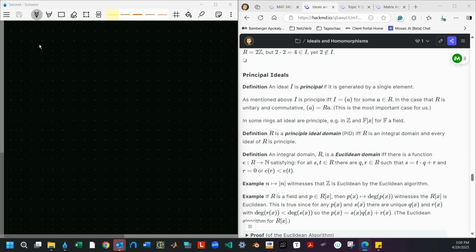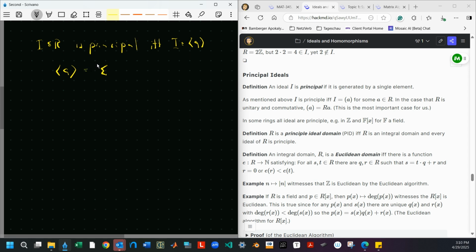Just to remind you, an ideal I subset of R is principal, it's one of those words I can't remember, principal, hopefully I've got that right, if and only if I equals the ideal generated by a single element. And just to remind you, this is a little complicated for defining the ideal generated by A in the case where R is not commutative with identity.